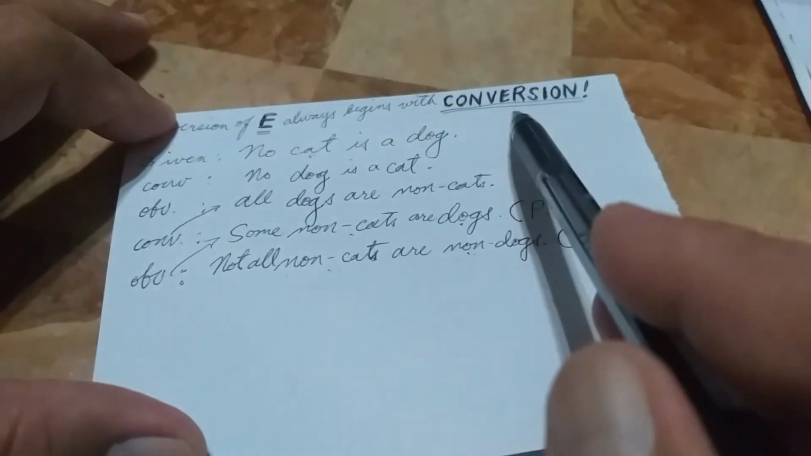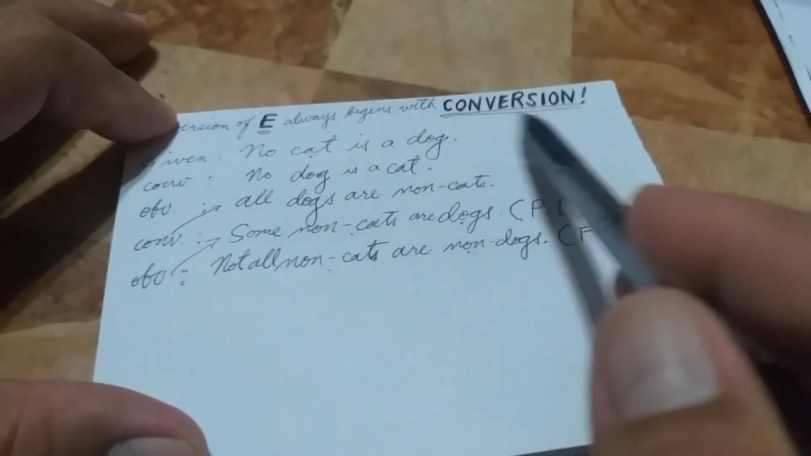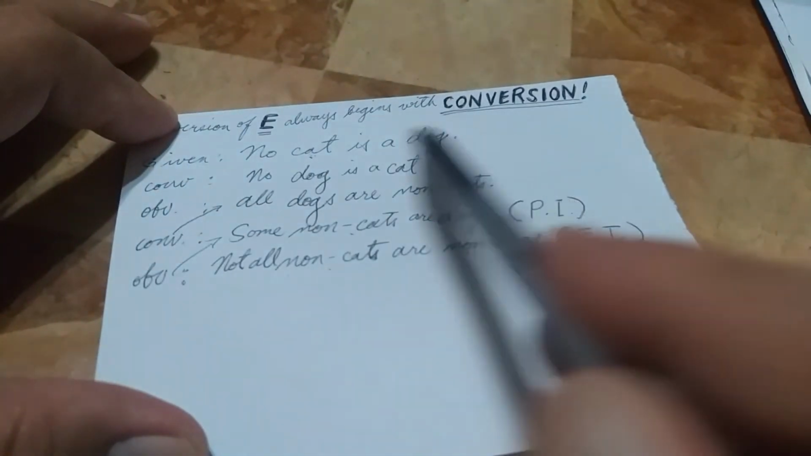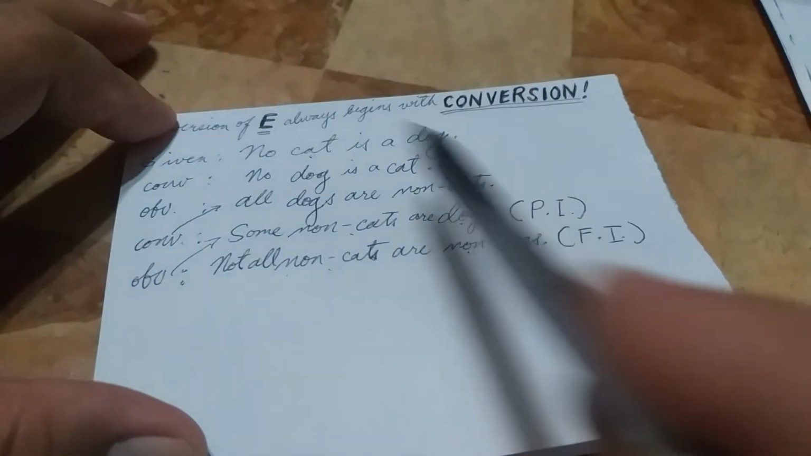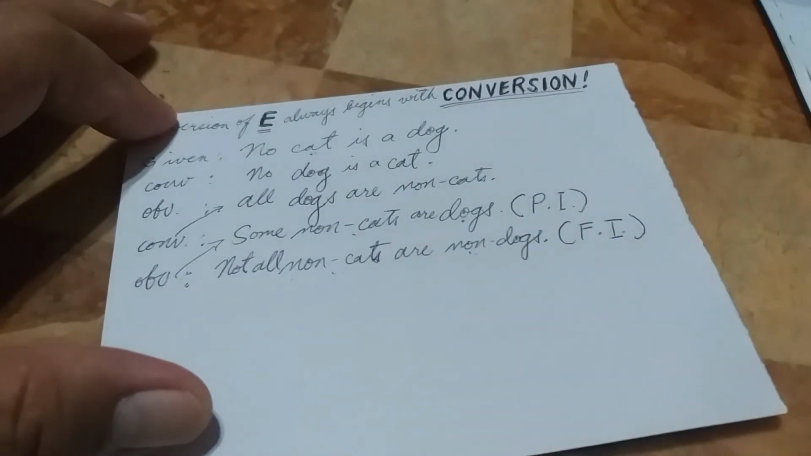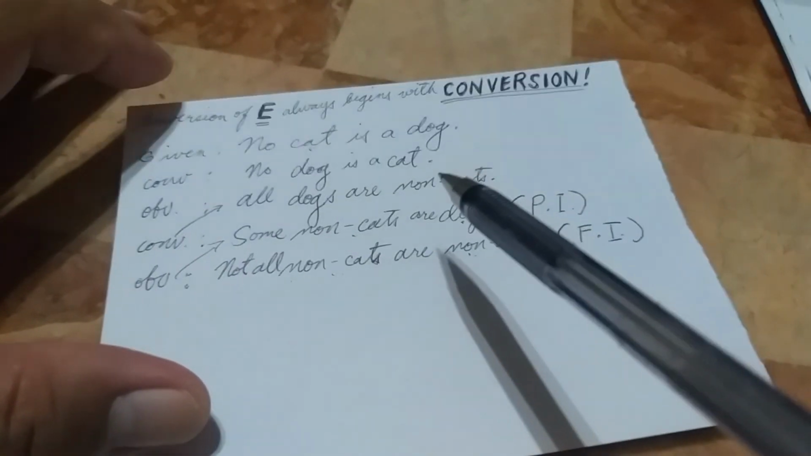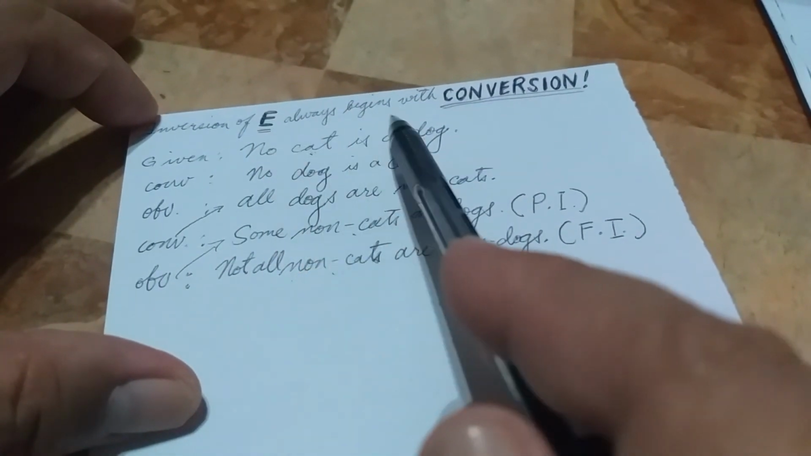Since you start with conversion, and E proposition always begins with conversion, there is no partial and full contraposition in this proposition. Okay, so get it? This is how to do inversion of E proposition. Okay, the next one is that we're going to do with this. Don't forget this one.